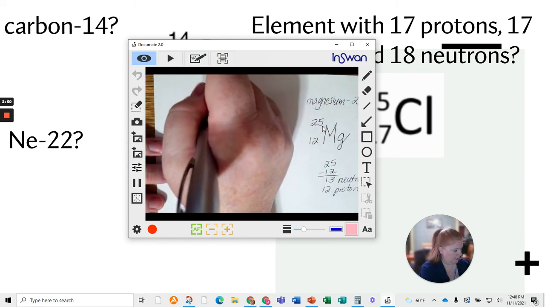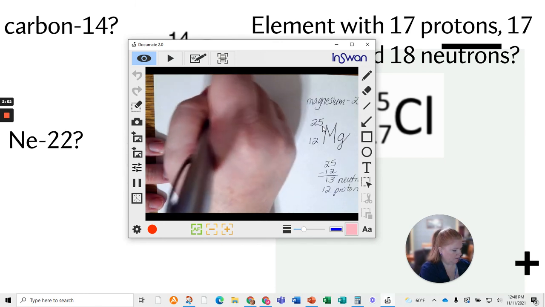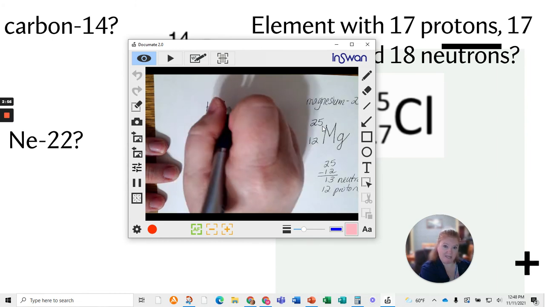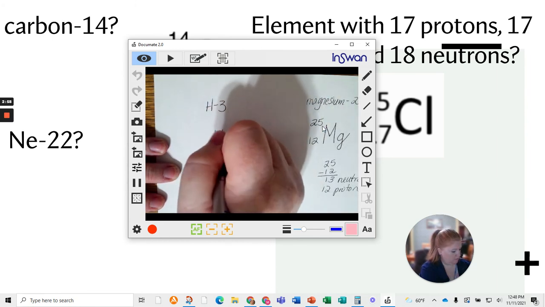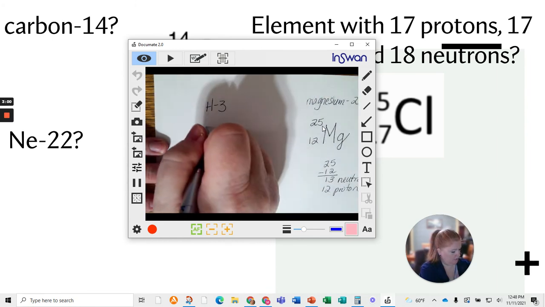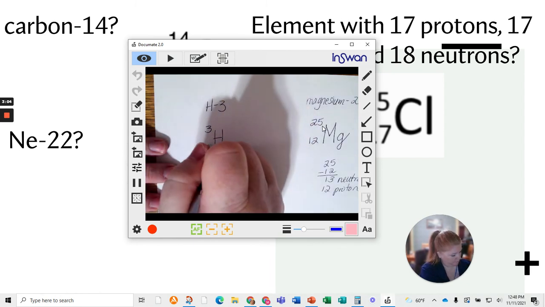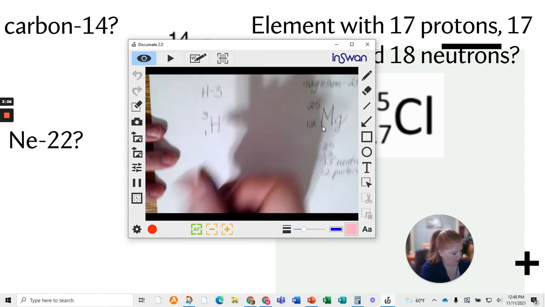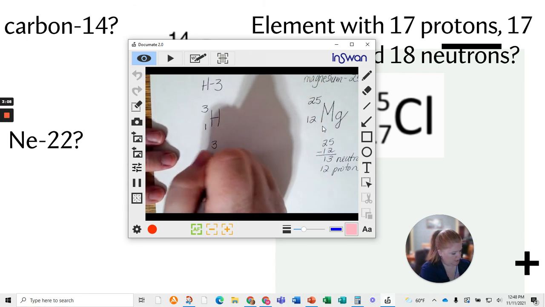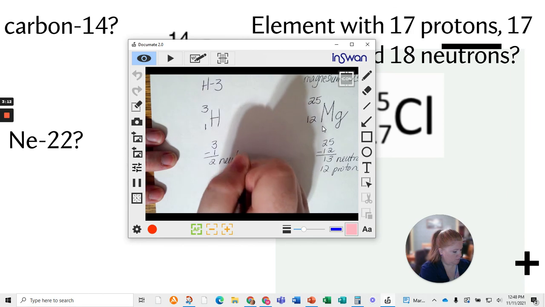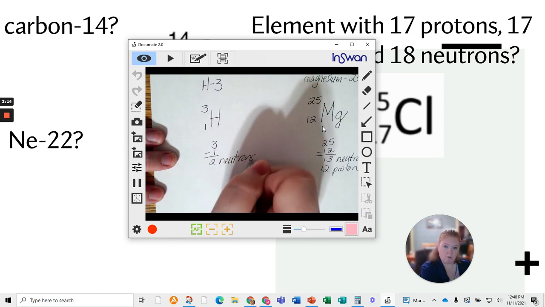If I had this. Okay, well, that's hydrogen 3, so symbol H. Where does that 3 go? At the top. What number goes here? Check the periodic table. It's 1. How do I find out how many neutrons? 3 minus 1, it would have 2 neutrons.